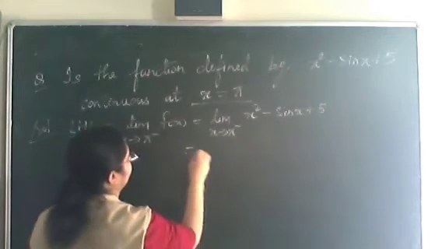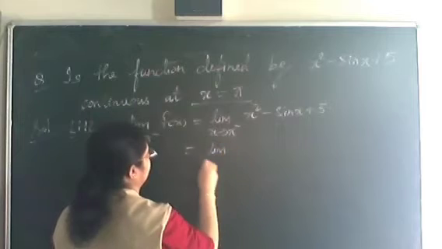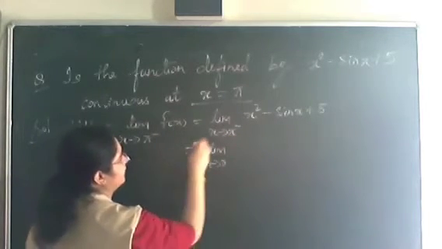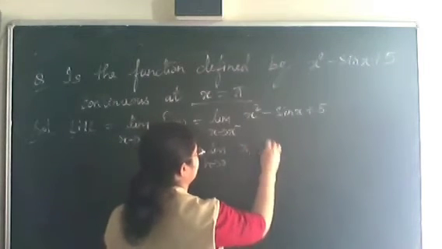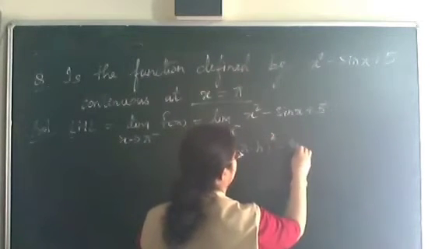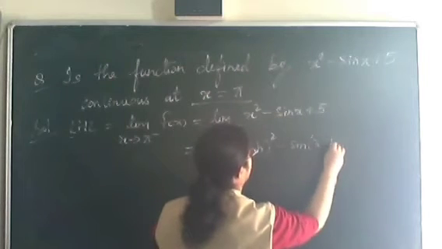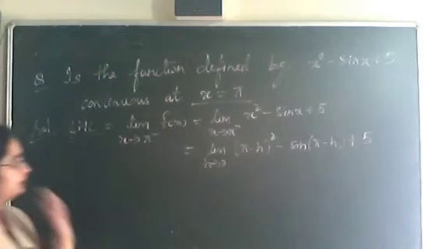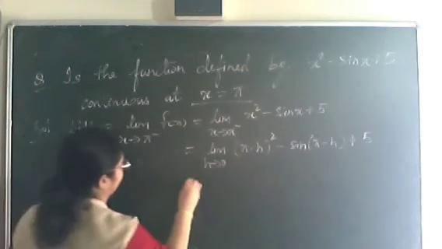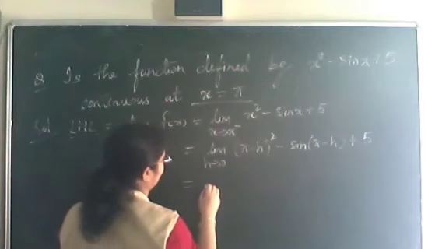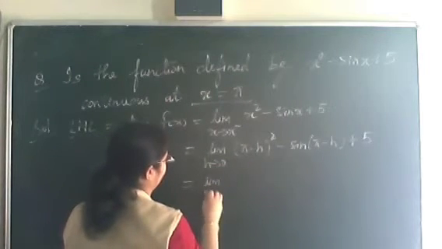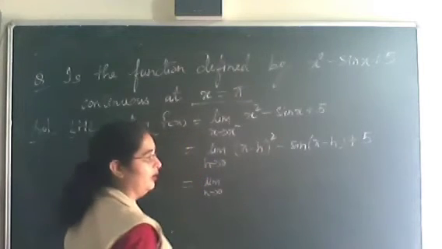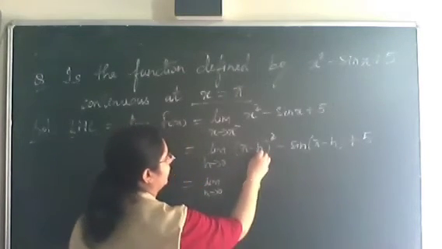Clear? Now you can write here limit, change the limit to h tending to 0. Instead of x, you can write x is equal to pi minus h. You will write pi minus h whole square minus sin of pi minus h plus 5. Clear? Now when h is tending to 0, limit h tending to 0, this can be written as, either you open it or you can put it directly also. You will put h as 0, you will get pi square.